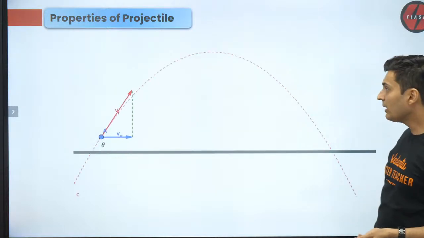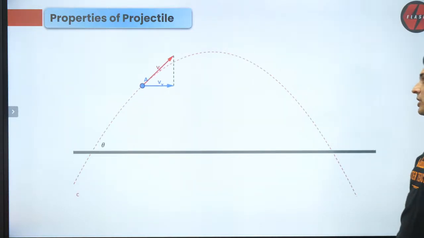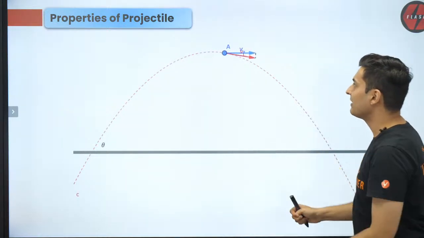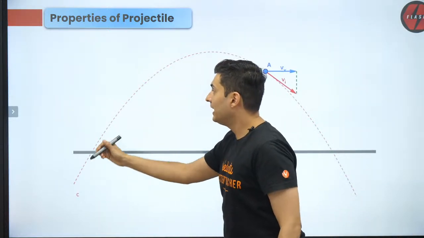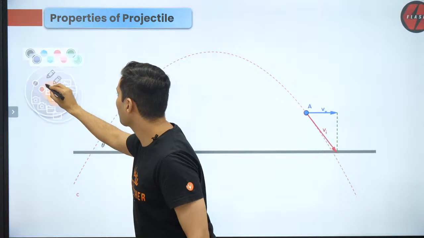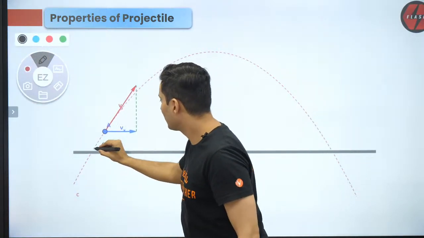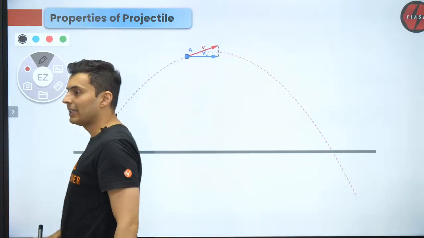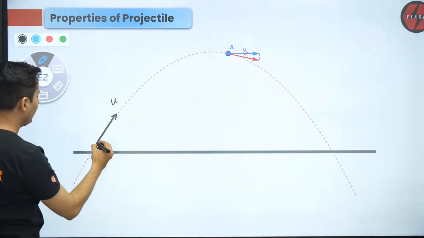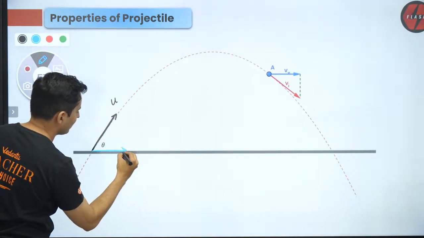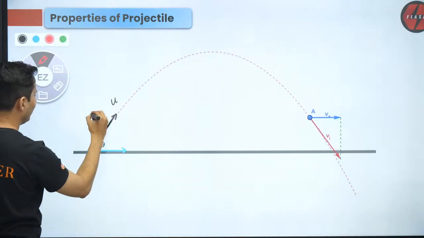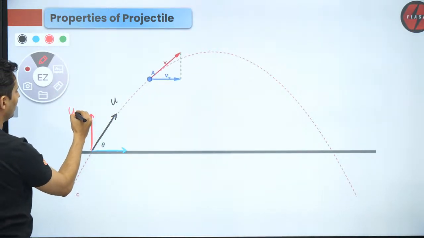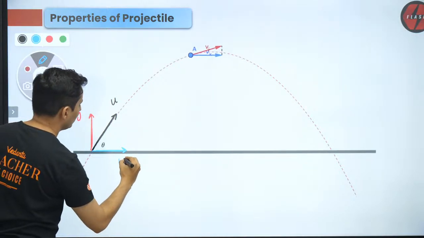Okay. Now, let's talk about projectile motion. Observe this projectile. What you will see is, when you project something with some velocity, and I call that velocity u, this velocity has two components. One component along the x and the other component along the y. There are two components. The y component, I can call it uy, and the x component, I can call it ux.